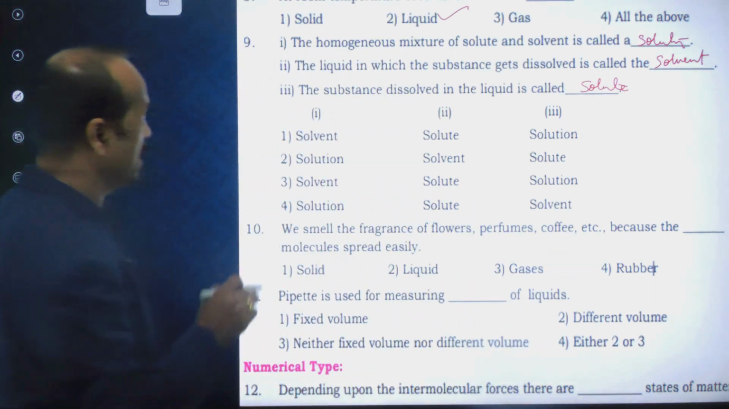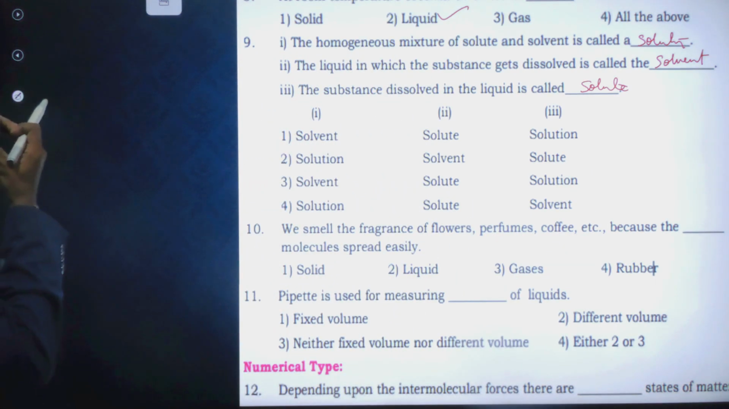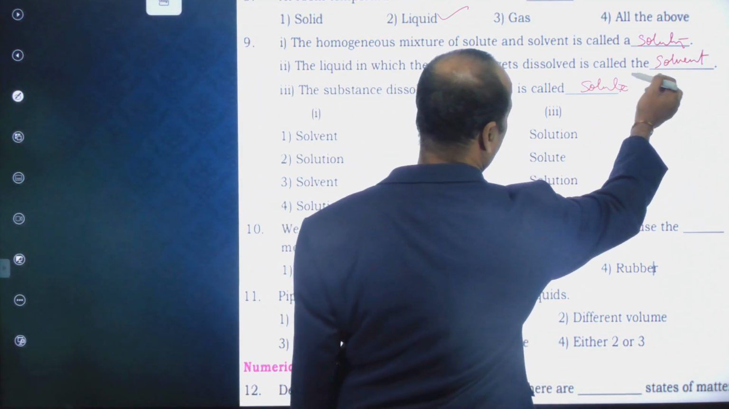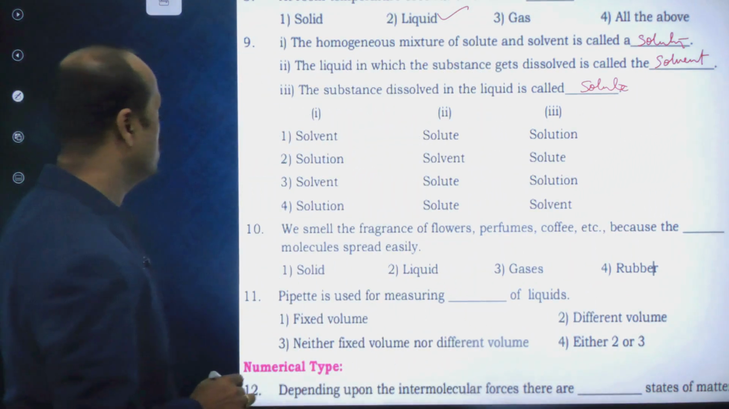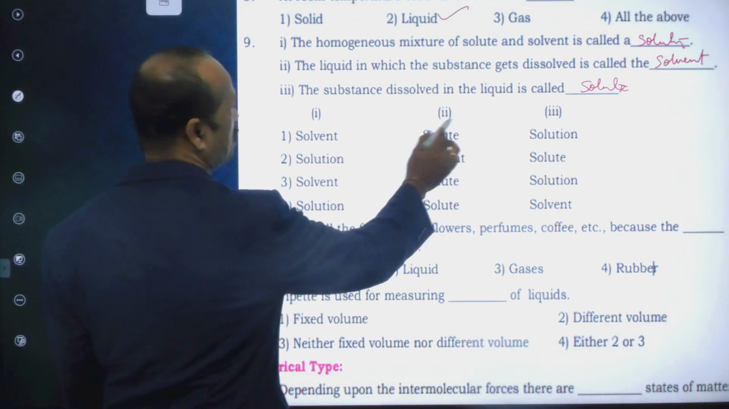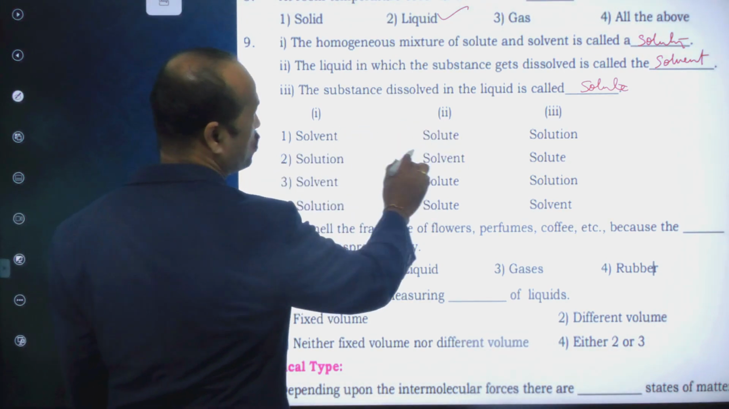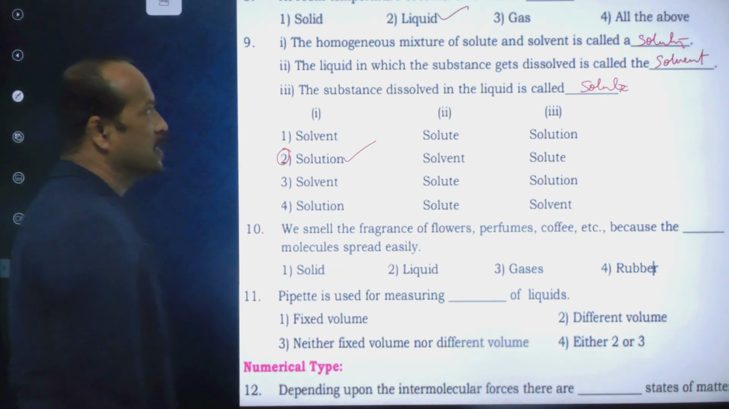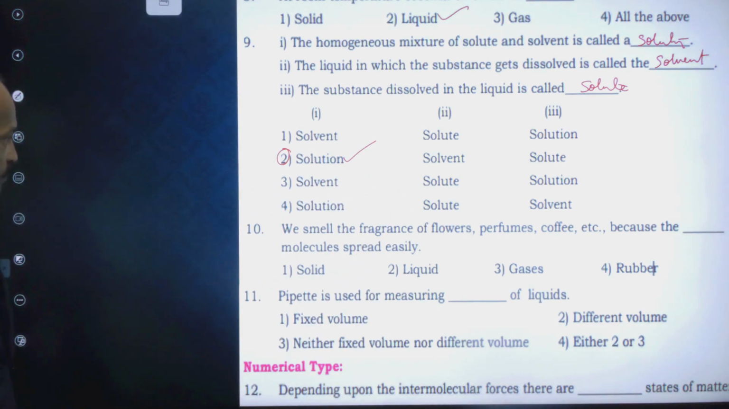Acha, they are given options, so I am thinking fill in the blanks. Your options: first option should be solution, second solvent, third solute. Solution, solvent, solute. This is wrong. Solution, solvent, solute. Yes, this is our right answer.